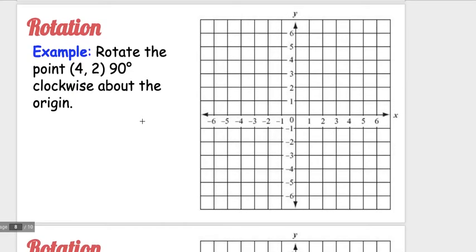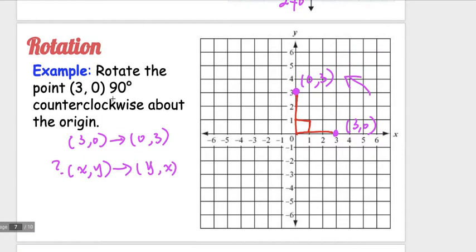So this time we are going to rotate for 2. Same thing, 90 degrees. But this time we're going to go clockwise. As you can see for this example, how about we just choose a random point here? So let's say we want to rotate (4, -2). I'm going to rotate 90 degrees here counterclockwise. Let's see how we do that.